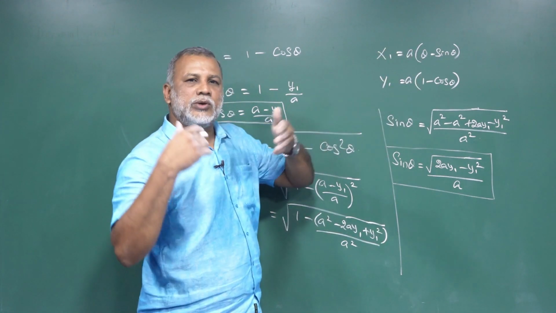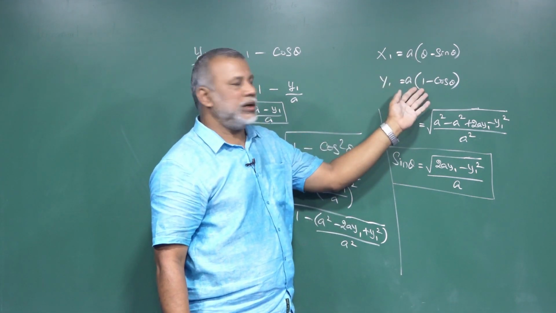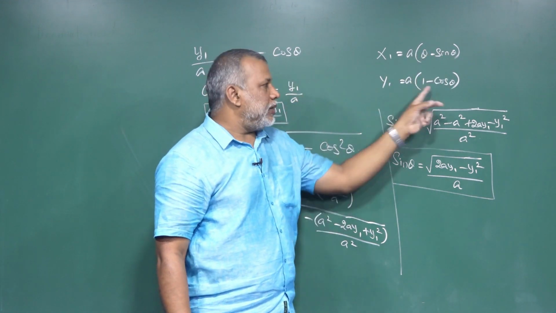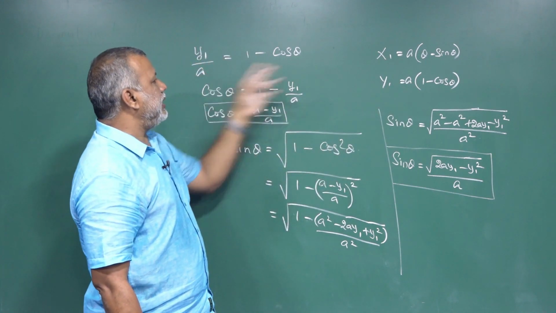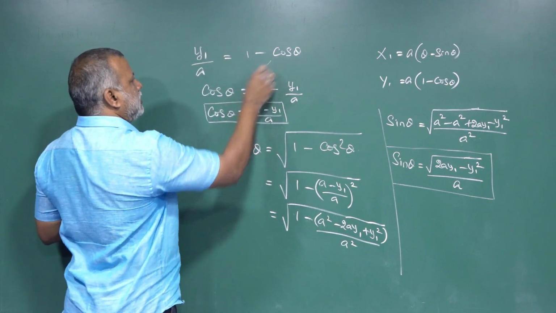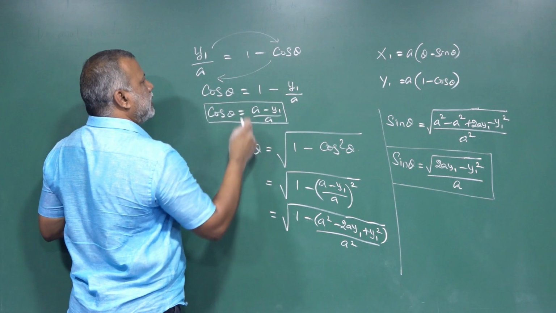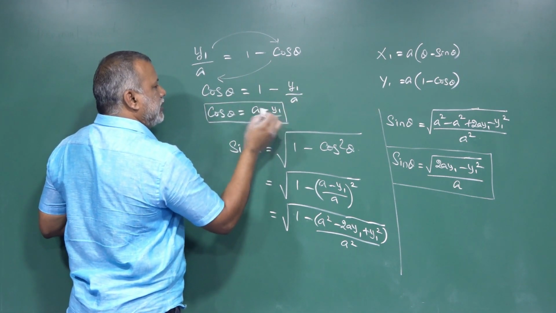Select P(x1, y1) be any point. Here x1 is the first one, y1 is the second one. Here there are two parameters, theta and sin theta, but only one cos theta, so I am selecting this y1. So y1 by a, just divide by a, equal to 1 minus cos theta. Interchange this: cos theta equal to 1 minus y1 divided by a. Then taking the LCM, cos theta equals (a minus y1) divided by a.